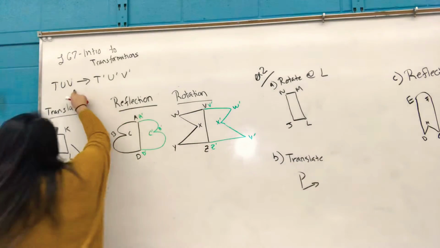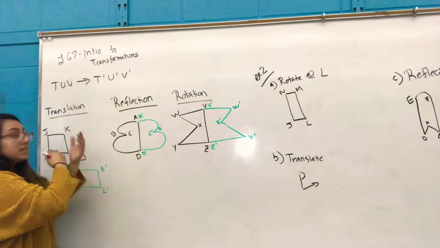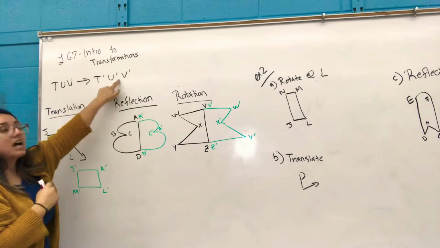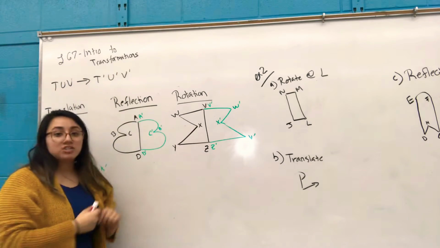Whenever you're shifting, so you start with an original square and you're shifting it to the left or reflecting it, you're going to have these little commas right after. This is telling you it's a transformation of the same shape.